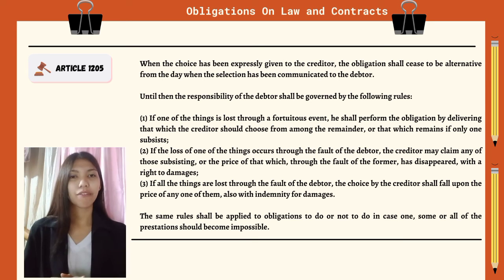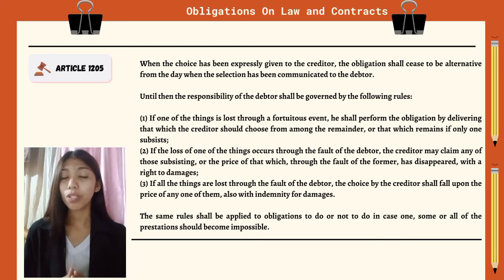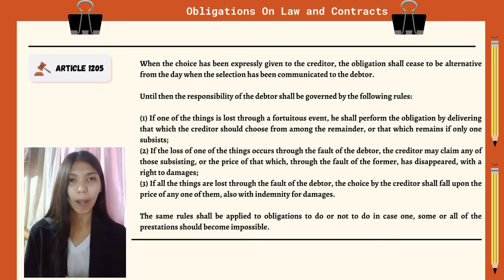Number 2, if the loss of one of the things occurs through the fault of the debtor, the creditor may claim any of those subsisting, or the price of that which through the fault of the former has disappeared, with a right to damages. 3. If all the things are lost through the fault of the debtor, the choice by the creditor shall fall upon the price of any one of them, also with indemnity for damages. The same rule shall be applied to obligations to do or not to do in case one, some or all the prestations should become impossible.